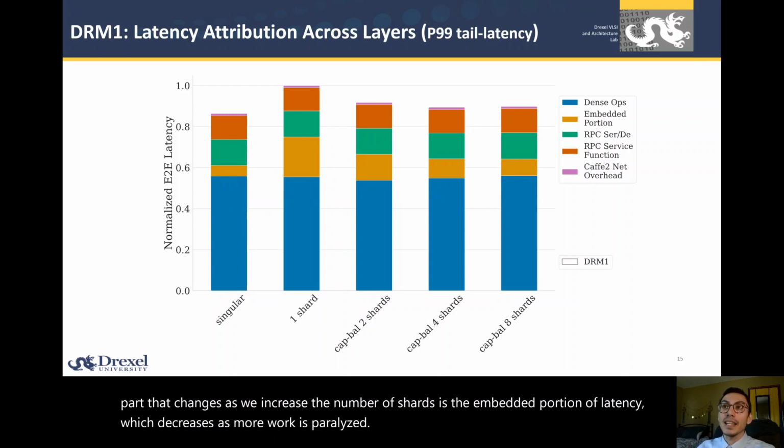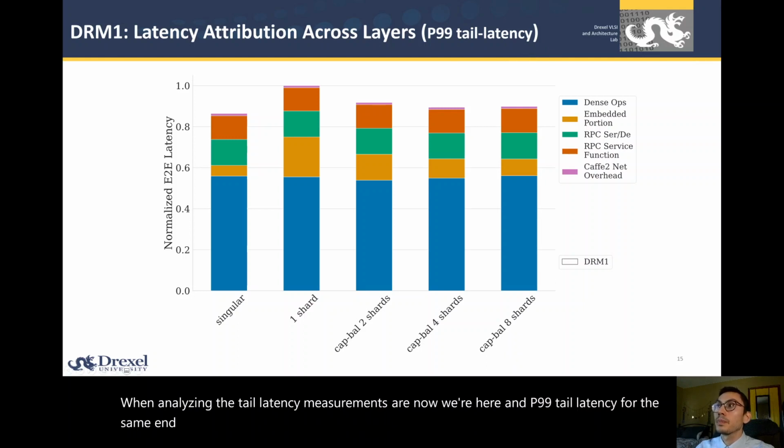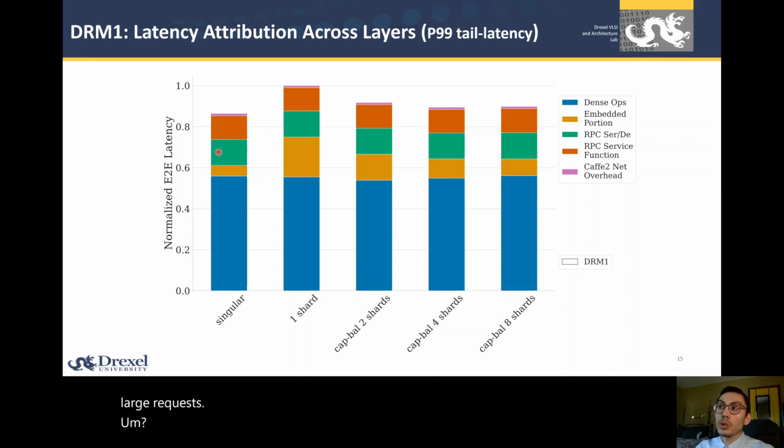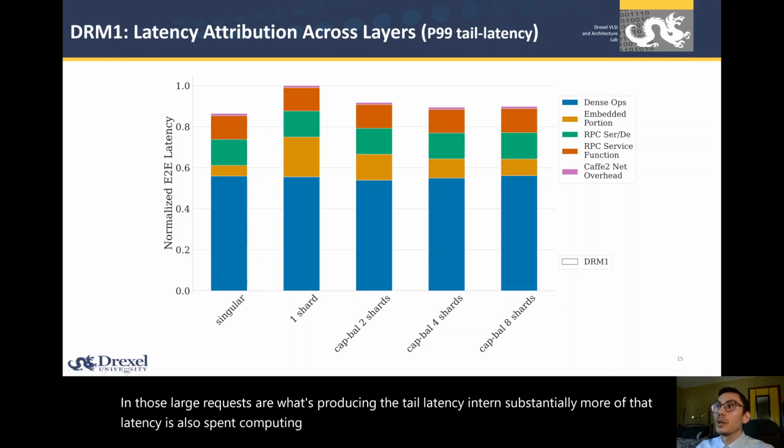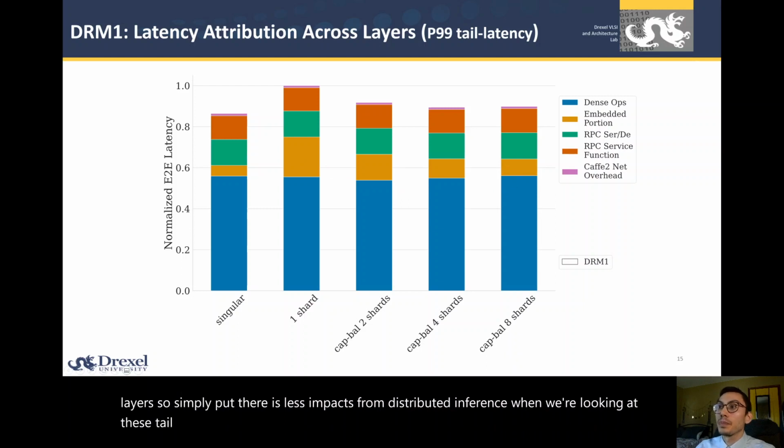When analyzing the tail latency measurement, so now we're here in P99 tail latency for the same end-to-end breakdown, we see that much more of the time is spent deserializing the large requests. And those large requests are what's producing the tail latency. In turn, substantially more of that latency is also spent computing the dense layers, which constitute more work than the sparse layers. So simply put, there is less impact from distributed inference when we're looking at these tail latency scenarios. This helps guide us to where we want to focus efforts to improving latency and supporting new models.